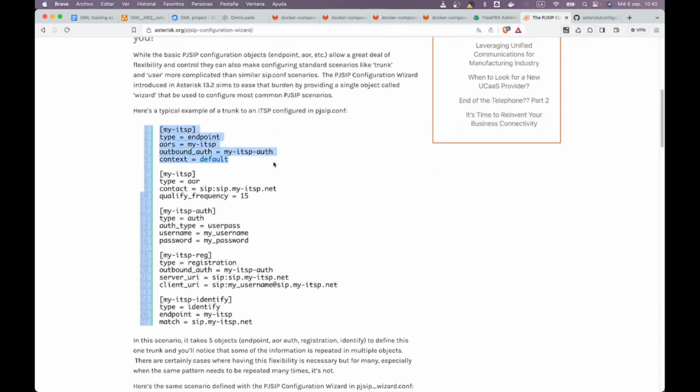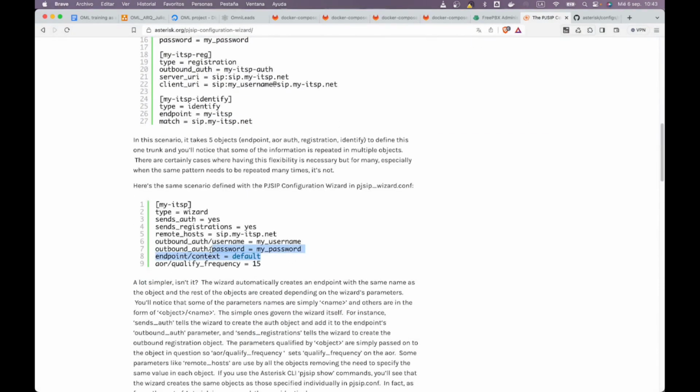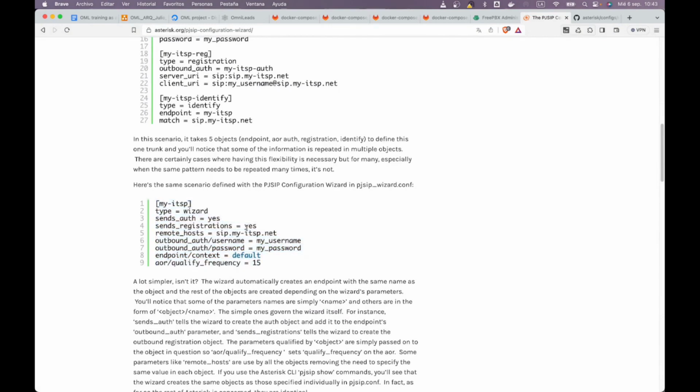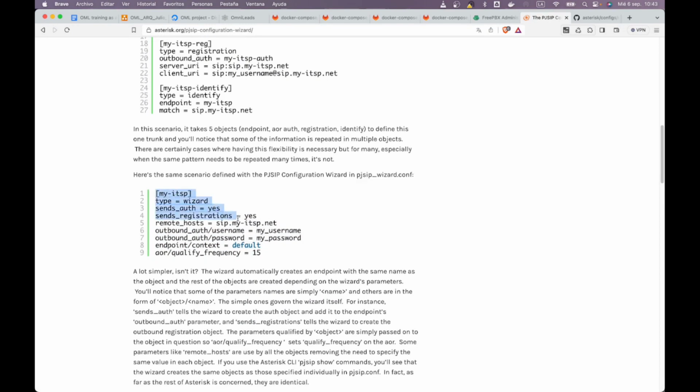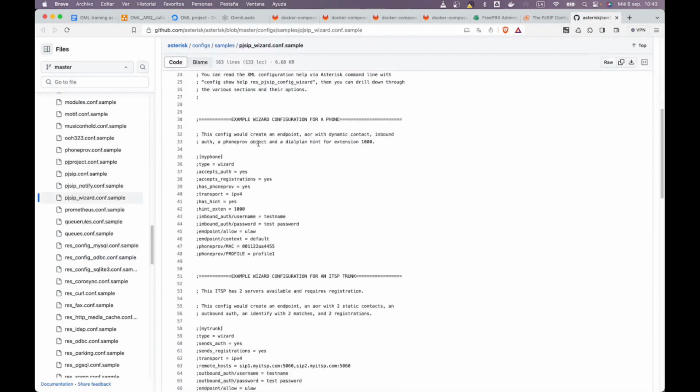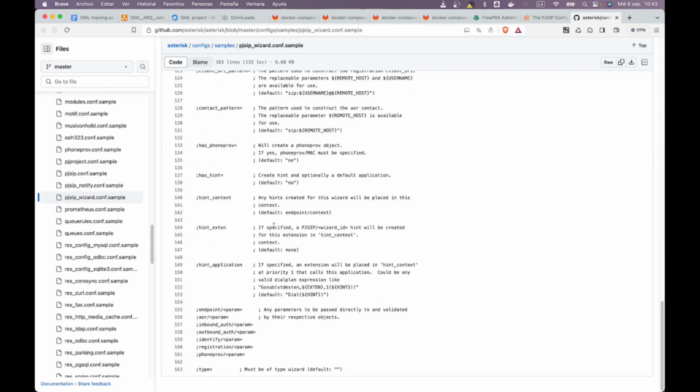This, for example, is traditional PJSIP, where the declaration of a trunk involved using different files and learning different parameters for each type of file. And in this PJSIP wizard, the Asterisk people come out with a much simpler way of writing the configuration, where in a single file we are going to allude to the different types of parameters. So simply it is to study the parameters a little bit. As always in Asterisk, everything is very well documented.